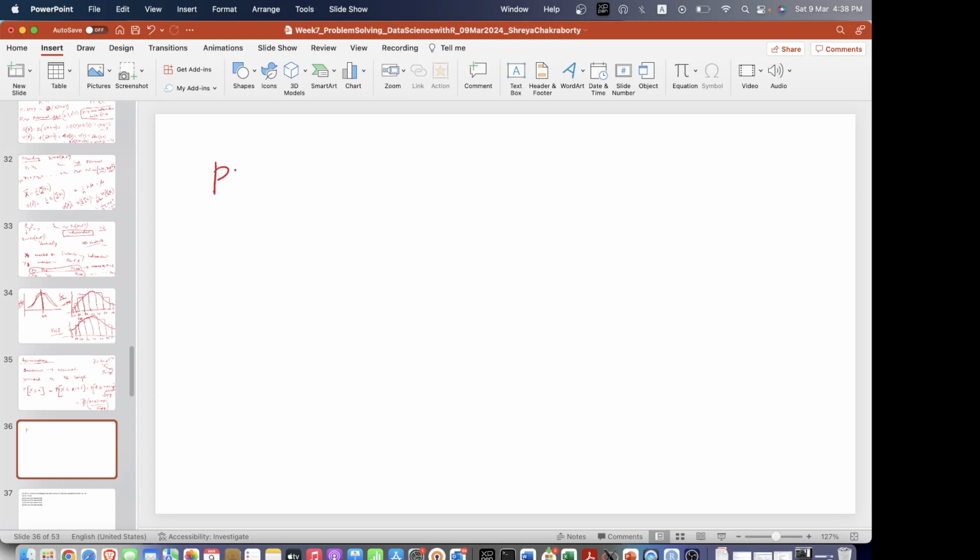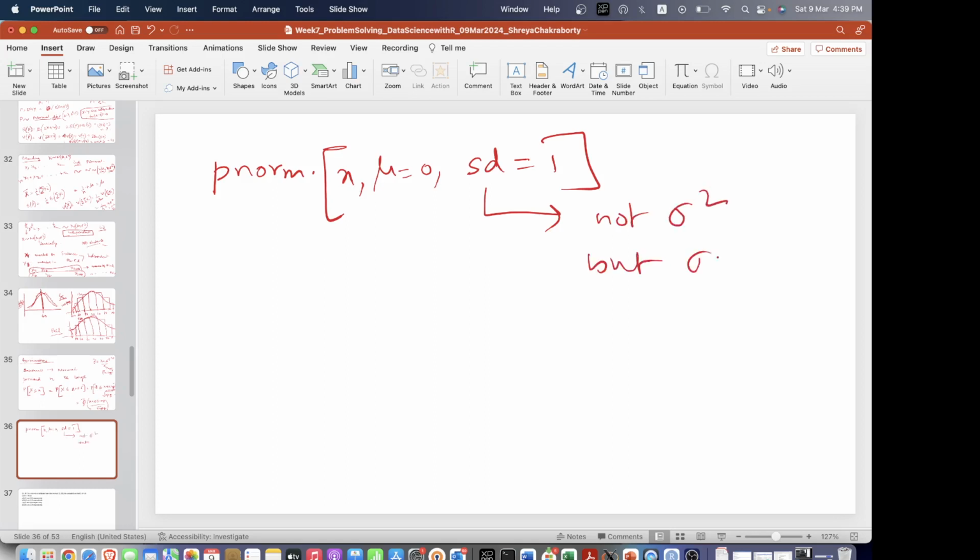suppose I am going to do a pnorm of x, mu equal to 0, I have to ensure that what I am entering is not the variance, not sigma squared, but sigma. This is very crucial. Usually by default, if we don't add anything, we would get a standard normal curve.